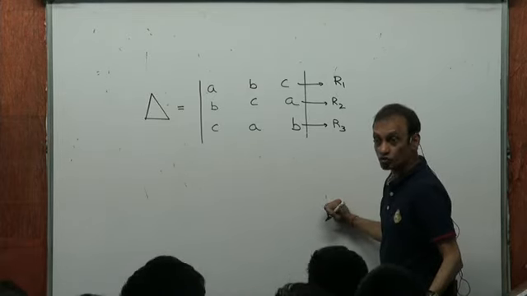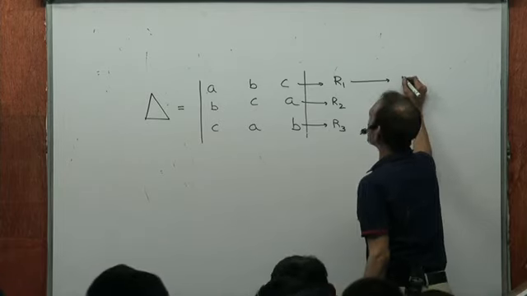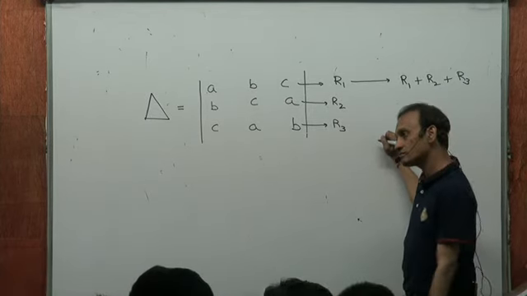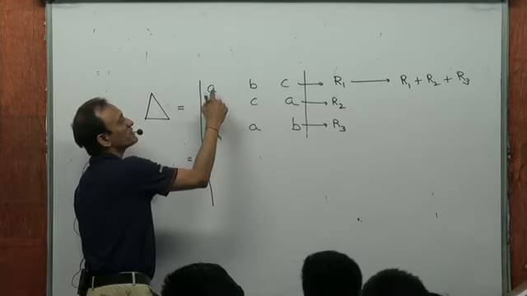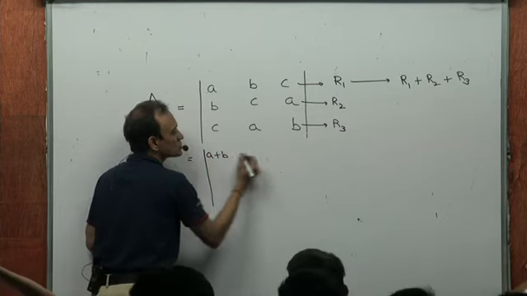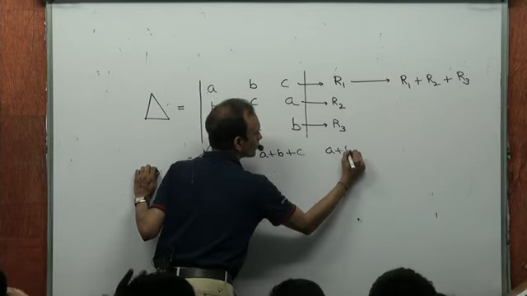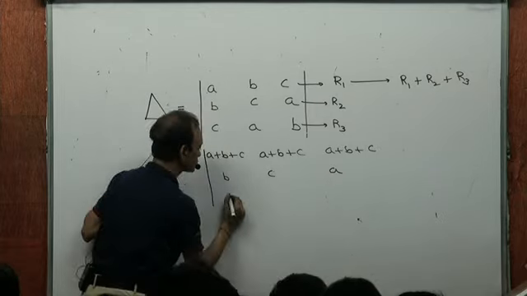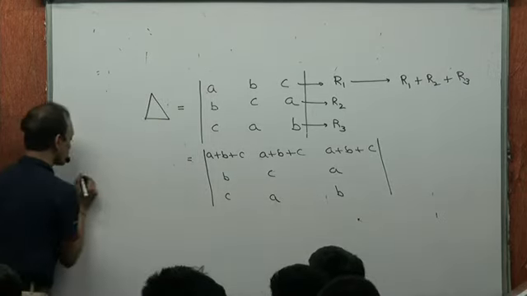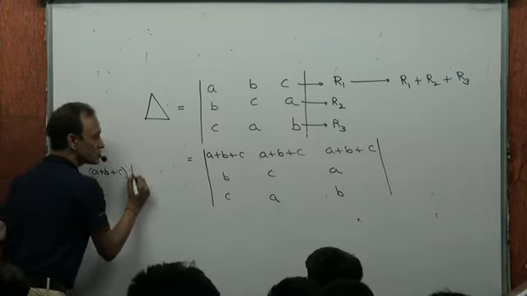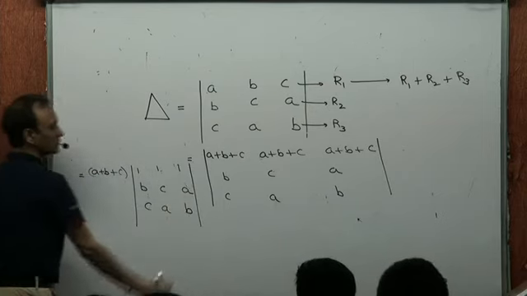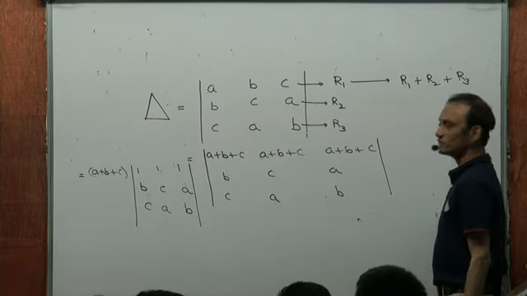Remember I told you an operation that you can perform on rows and columns. So what I do is row 1 to be replaced by row 1 plus row 2 plus row 3. So this will become a plus b plus c, this will become b plus c plus a, this will become c plus a plus b. I can take a plus b plus c common from the first row, so I get 1 1 1, b c a, c a b. This is what I get.